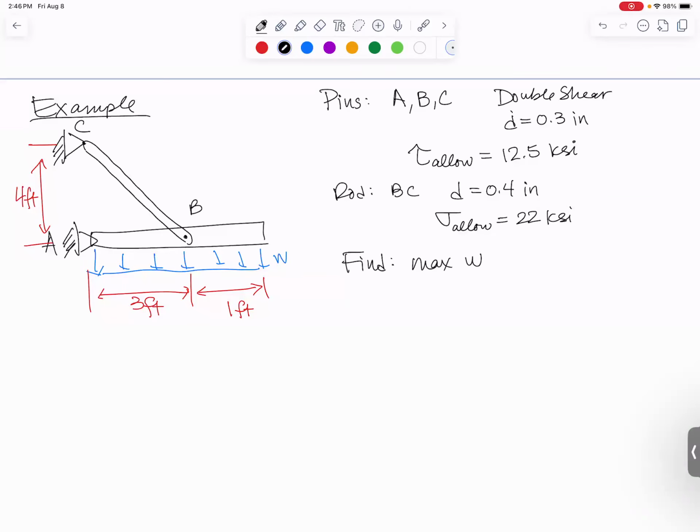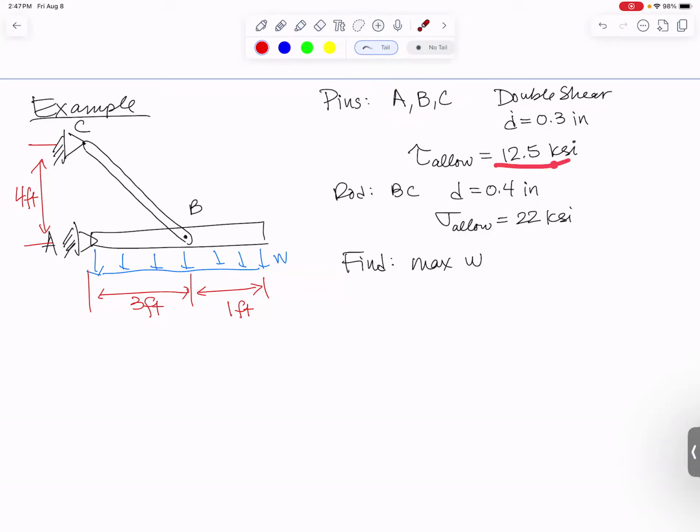Let's do an example. We have a bar that is being loaded by a distributed load, and it is pinned at B to a bar, which is pinned to the wall at C. And the bar itself is also pinned to the wall here at A. And we have some dimensions, 4 feet, 3 feet, and 1 foot. We are told that all 3 pins are in double shear, and all 3 pins have the same diameter.